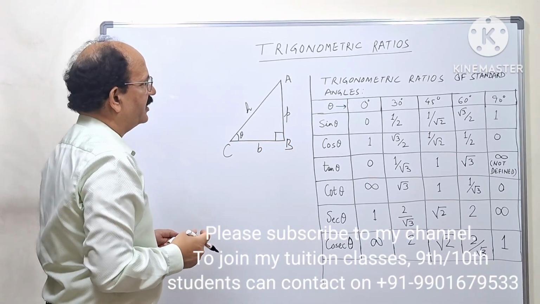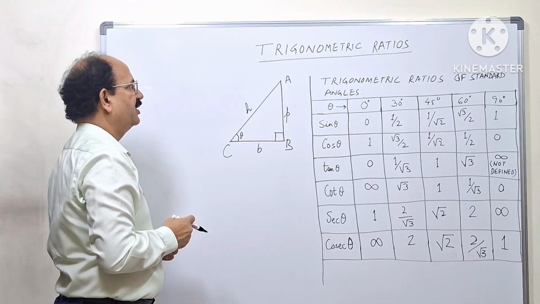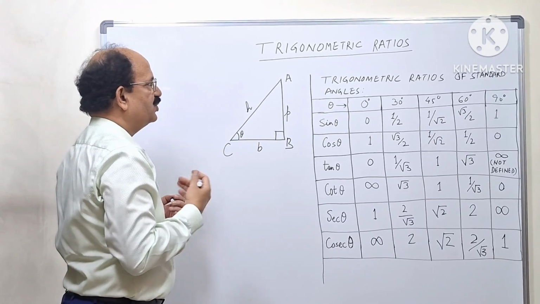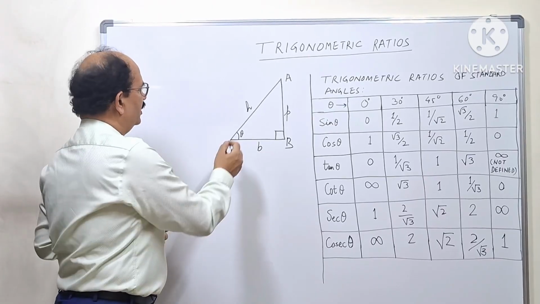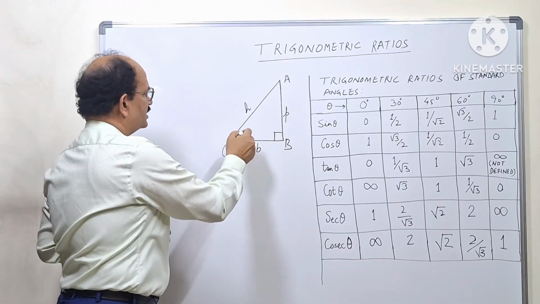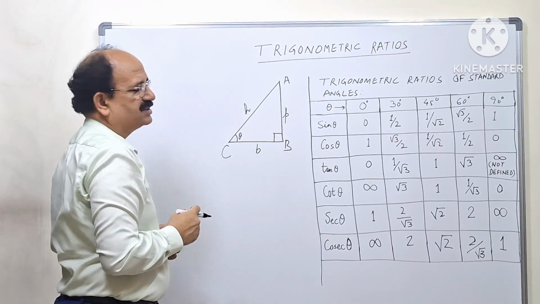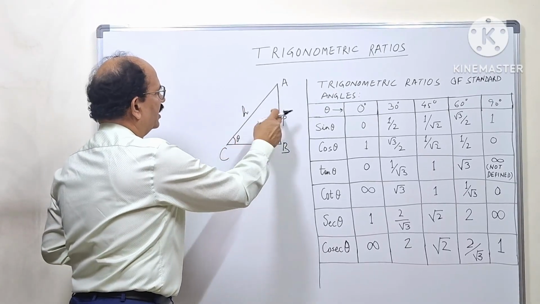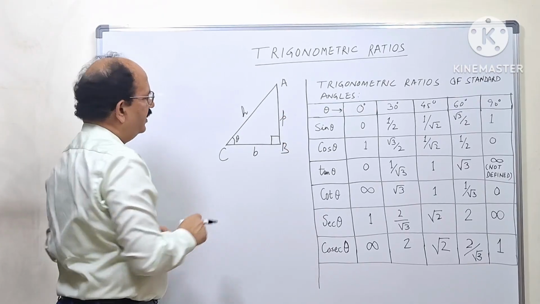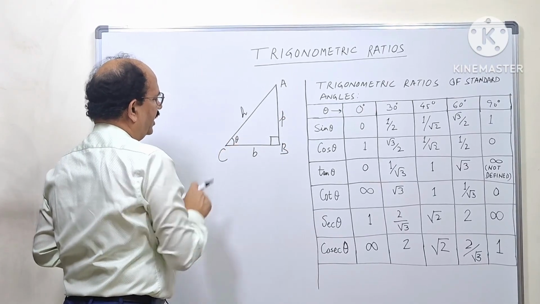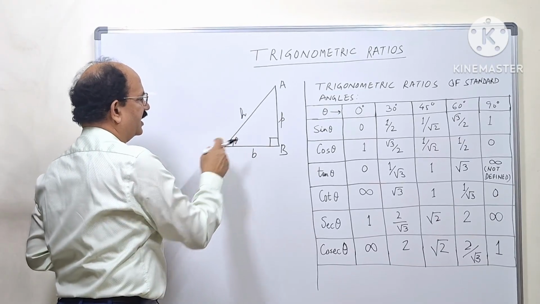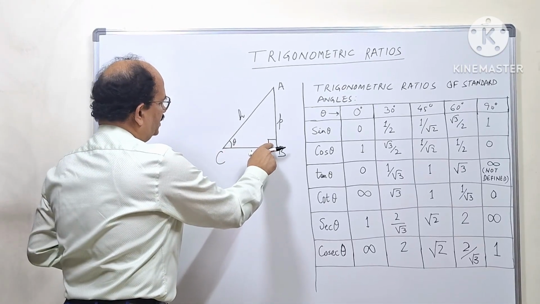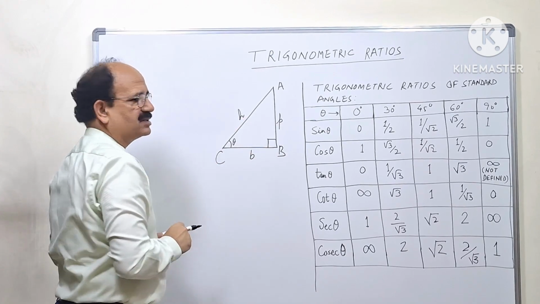Whenever we talk of trigonometric ratios, the first thing we need to look at is: what is the angle of reference? The angle against which we have to find the trigonometric ratios. In this case, consider angle C, which is theta, as the angle of reference. Now, the side opposite to the angle of reference is perpendicular, and the side adjacent to the angle of reference is base. The side which is opposite to the right angle is hypotenuse.